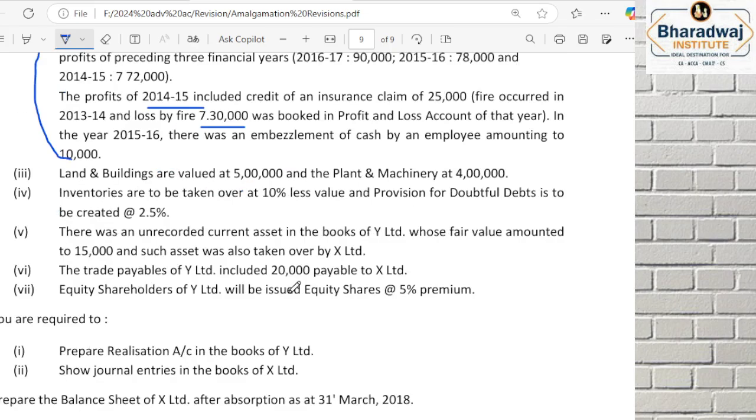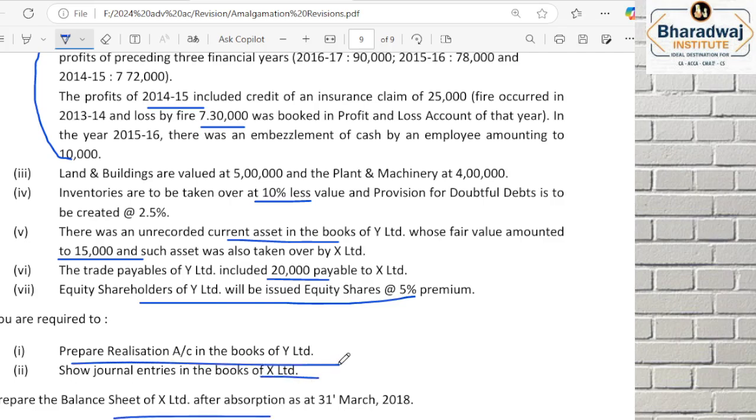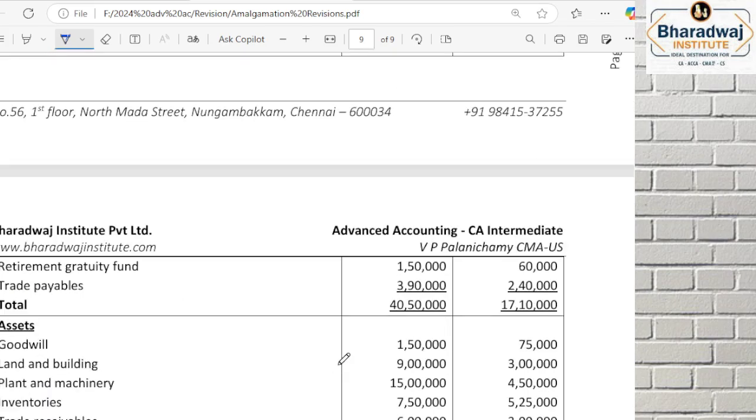Land and building is valued, plant and machinery is valued, inventory is taken over 10% less than the book value. There was an unrecorded current asset in the book whose fair value amounted to how much? 15,000. Trade payable, mutually due is given. Equity shareholders of Y Limited will be issued shares at what? 5% premium. Show journal entries in the books of X Limited and prepare what? Balance sheet. Prepare realization account in the books of Y Limited.